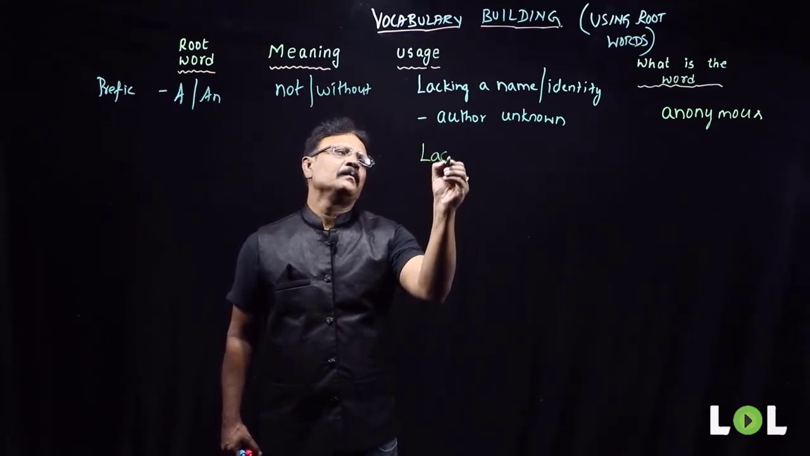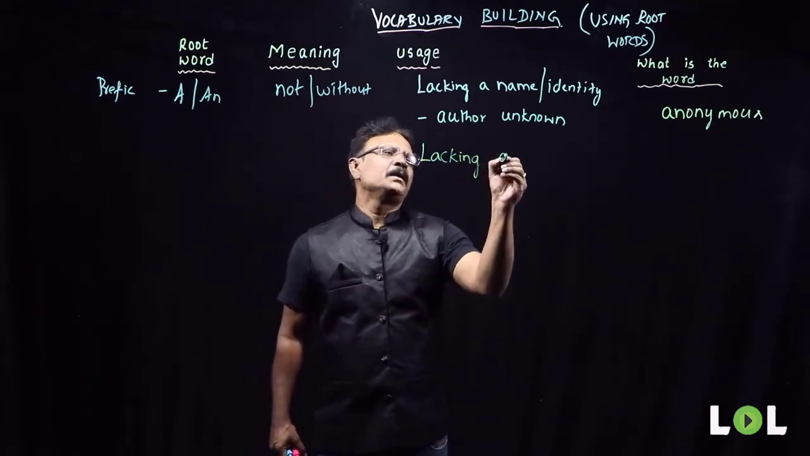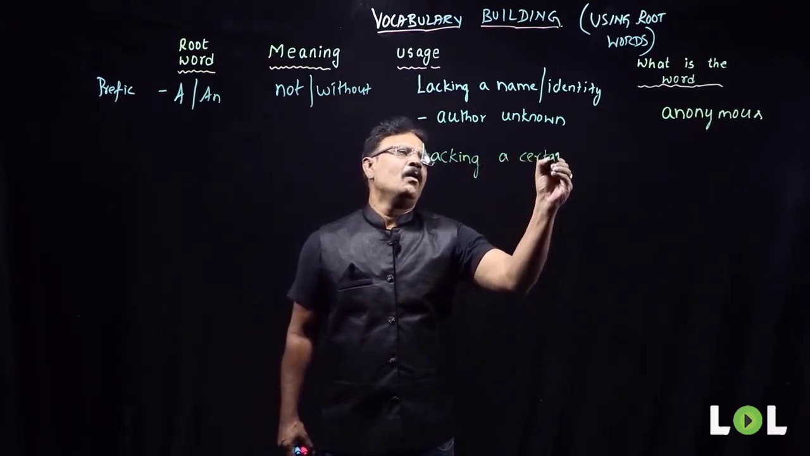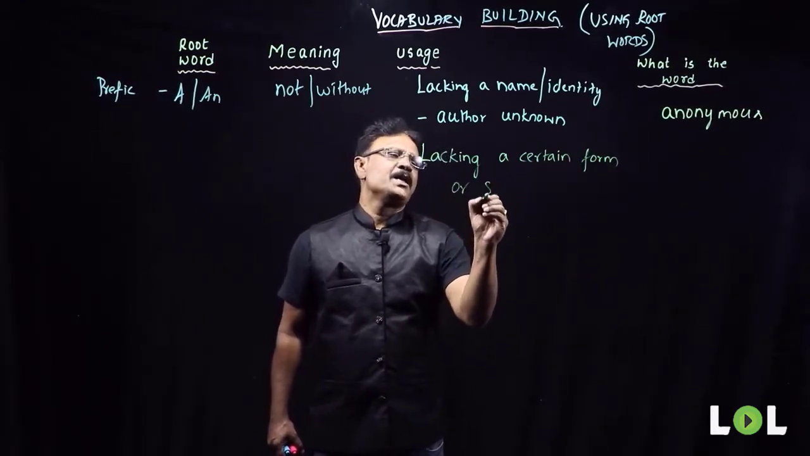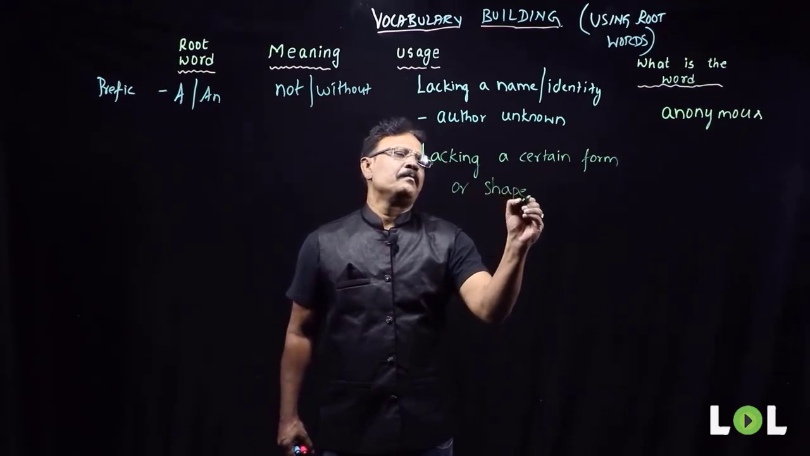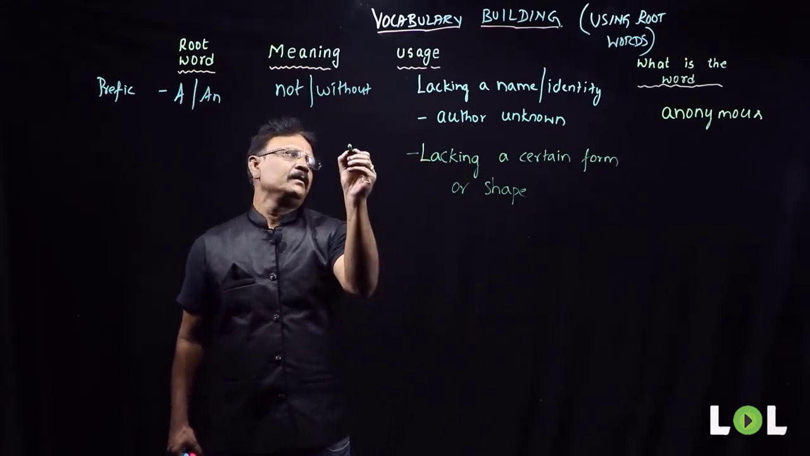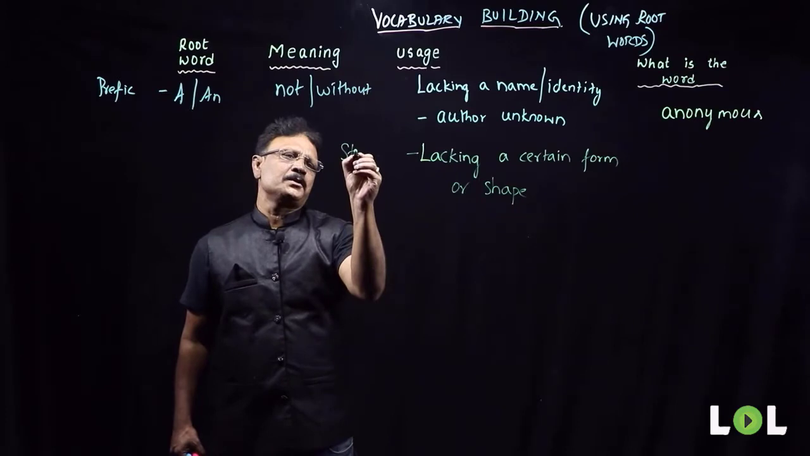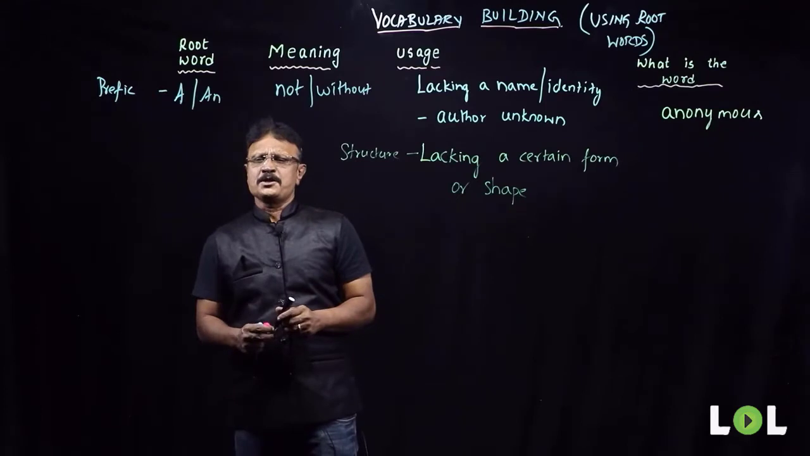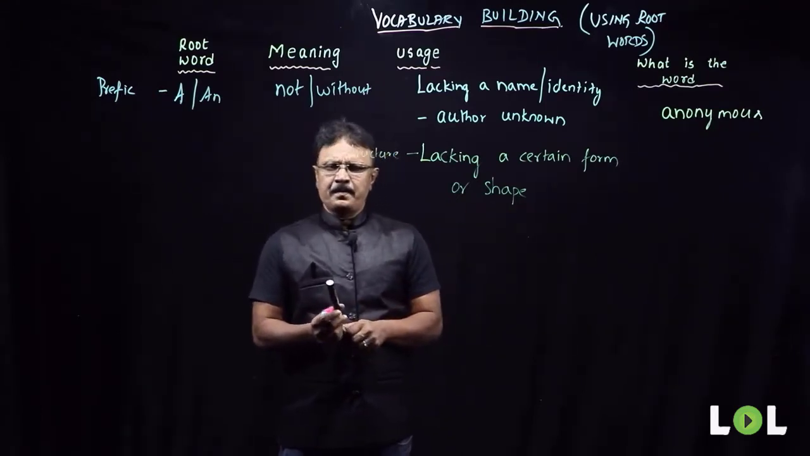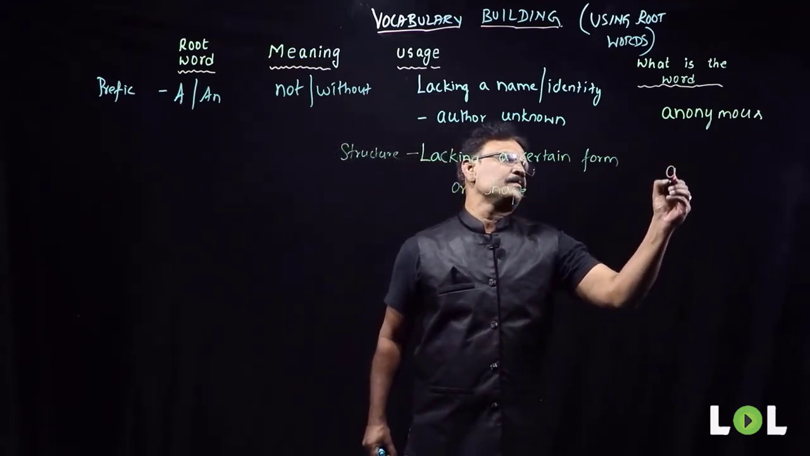Lacking a certain form or shape. It could be a structure. It could be a structure that is lacking form or shape. Structure lacking a certain form or shape. What is the word? Okay, the word is amorphous.